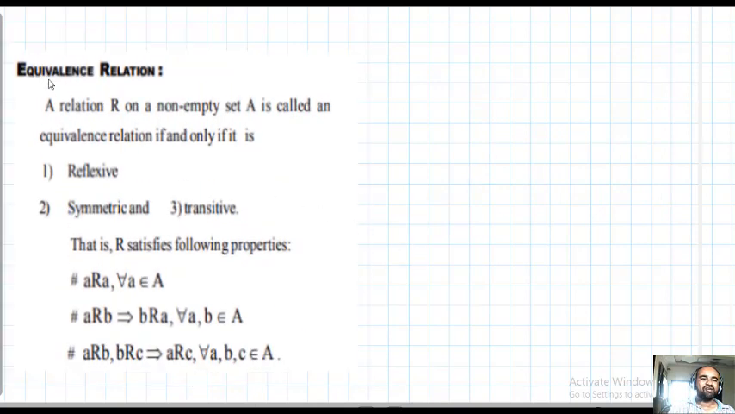Equivalence relation. A relation R on a non-empty set A is said to be an equivalence relation if and only if it is reflexive, symmetric and transitive. That is, R satisfies the following properties: reflexive should be satisfied, symmetric should be satisfied, and transitive should be satisfied. Then such a relation is called an equivalence relation.